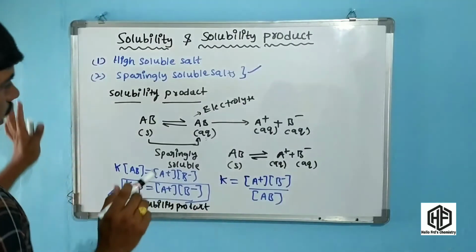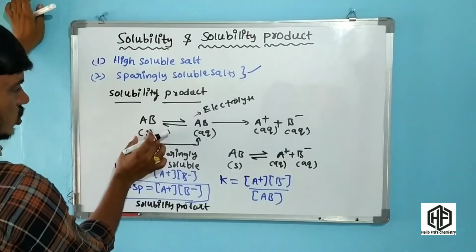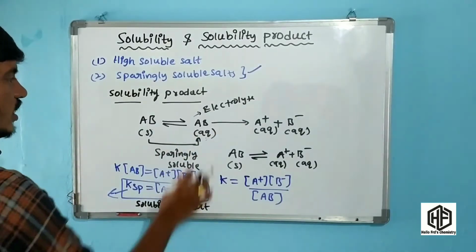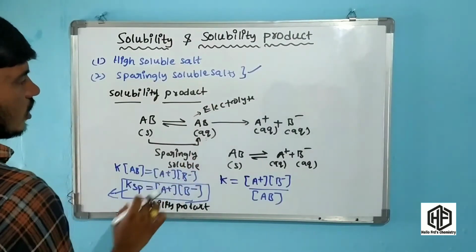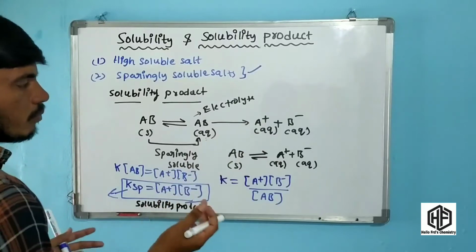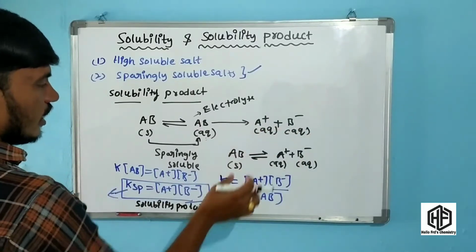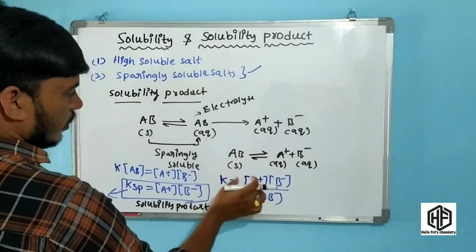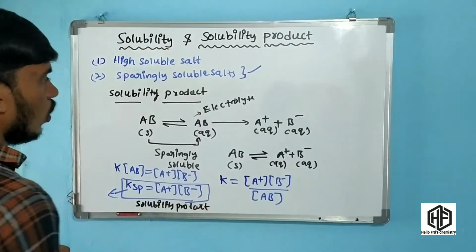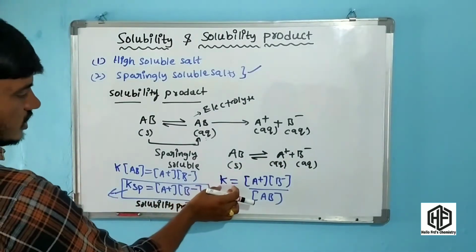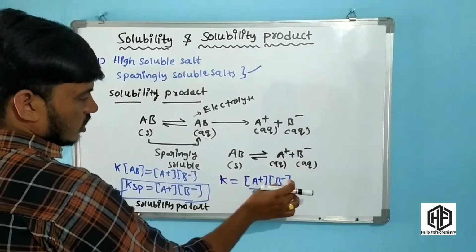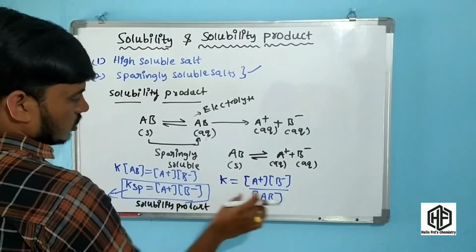Now one more explanation. AB is a salt, and this salt is sparingly soluble. The aqueous AB is called an electrolyte. This electrolyte has A plus and B minus ions present. Similarly, AB gives A plus and B minus aqueous. K is the equilibrium constant, equal to concentration of A plus into concentration of B minus by concentration of AB.